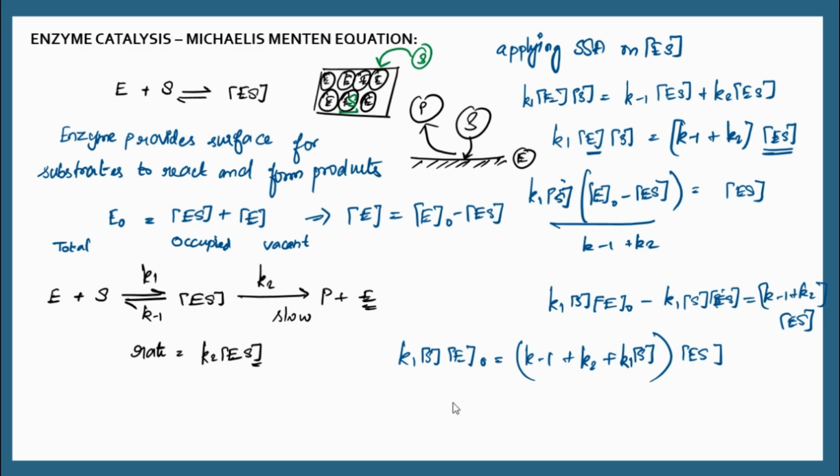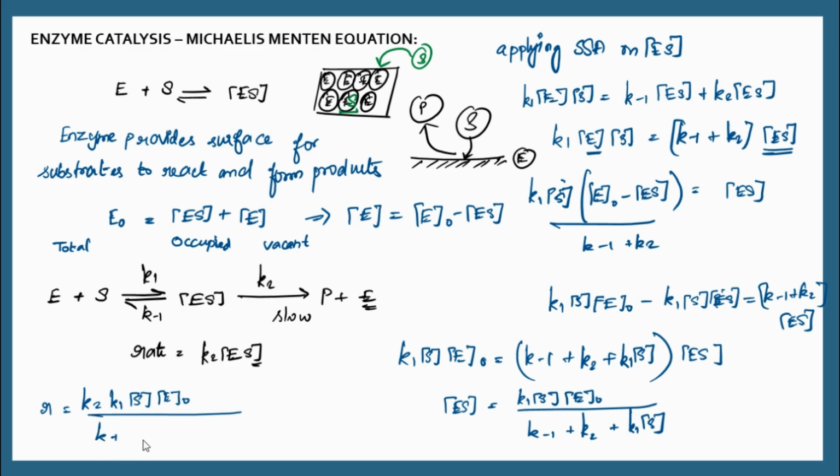So if you now write the equation, concentration of ES will be equal to k1 concentration of S concentration of E naught by k minus 1 plus k2 plus k1 concentration of S, okay? So now, if we substitute this value in the rate, rate will be equal to k2 k1 concentration of S concentration of E naught, by k minus 1 plus k2 plus k1 concentration of S, okay.